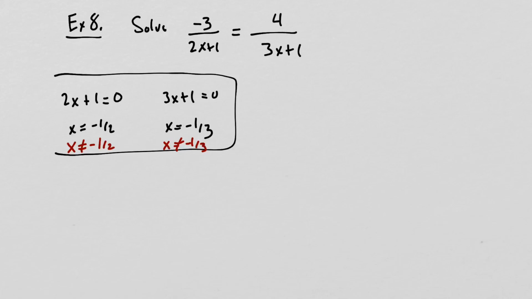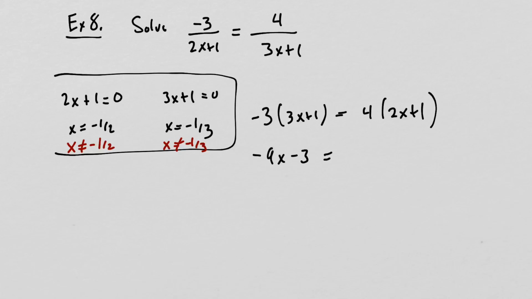Instead of finding the least common denominator, let's multiply both sides by 3x plus 1 and by 2x plus 1. So we're cross-multiplying. What we get is -3 times 3x plus 1 is equal to 4 times 2x plus 1. Simplifying this, we get negative 9x minus 3 is equal to 8x plus 4. From here, we just need to solve this equation. Subtracting 8x from both sides and adding 3 to both sides, we'll get negative 17x is equal to 7. So x is equal to negative 7 divided by 17.